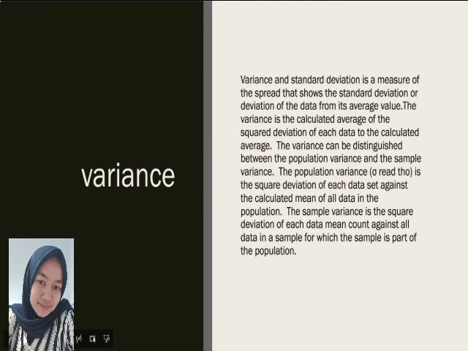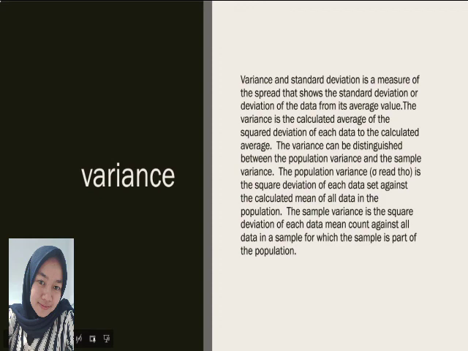Okay, next is variance. Variance and standard deviation are measures of spread that show the deviation of the data from its average value. The variance is the calculated average of the squared deviation of each data point from the calculated average. The variance can be distinguished between the population variance and the sample variance.